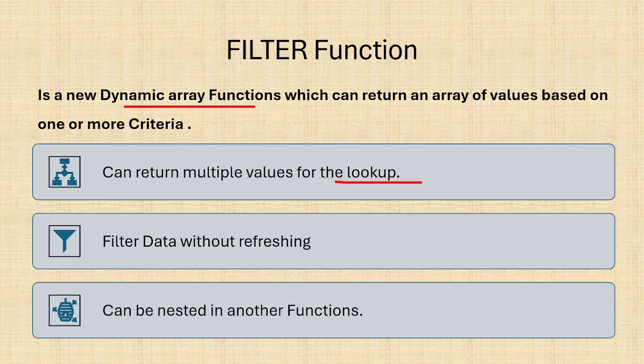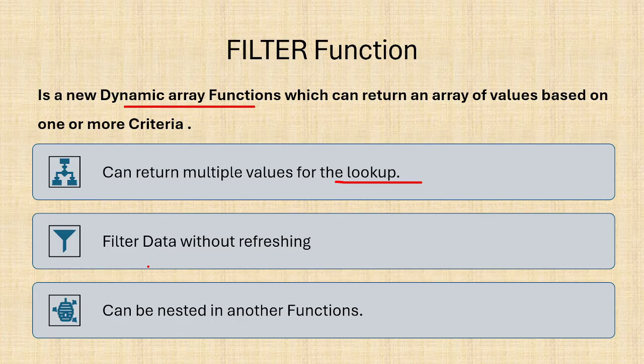So I generally keep getting this question when I'm teaching XLOOKUP and VLOOKUP. What if multiple records satisfy the lookup value? It always returns the first value in the case of a lookup function. But with the help of the filter, I can return all those records which satisfy the lookup conditions. Yes, I can show you with an example.